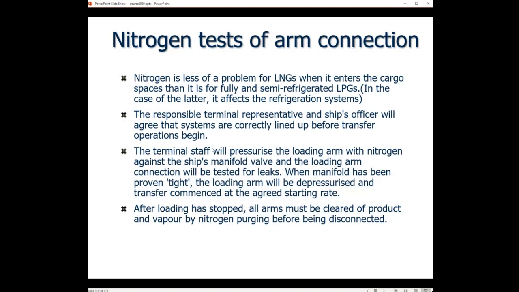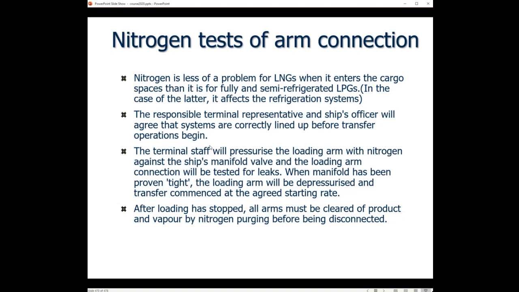Before operations, we can perform a nitrogen test of the arm connection, and this is normally done on board of LNG. We don't see it that often on board of LPG since there's no nitrogen available on board, and most of the time not available ashore. How is it done on board of LPG? It's just done by simply slowly starting and verifying whether there are any leaks.